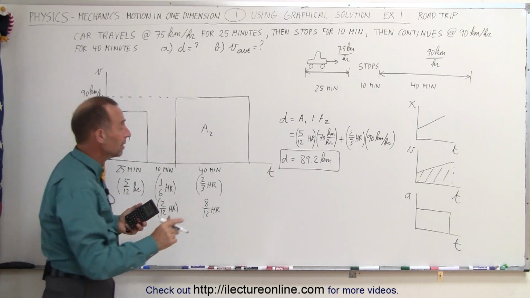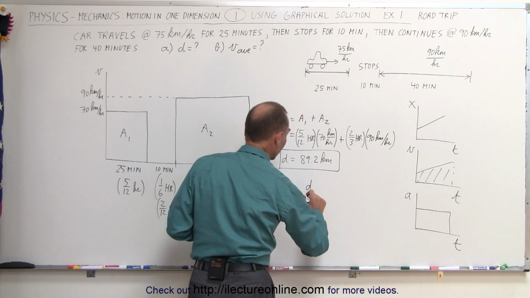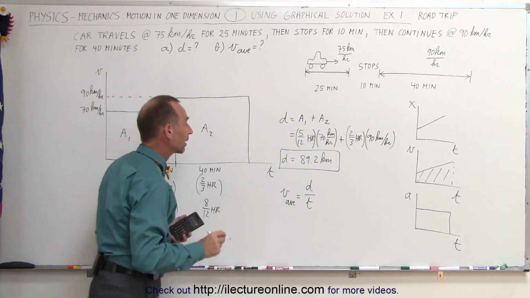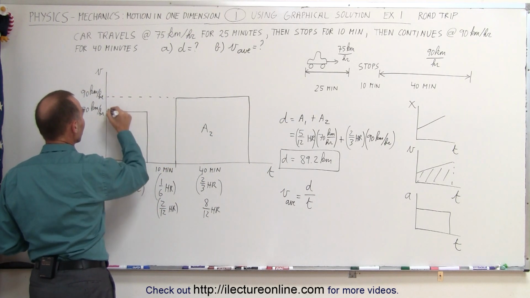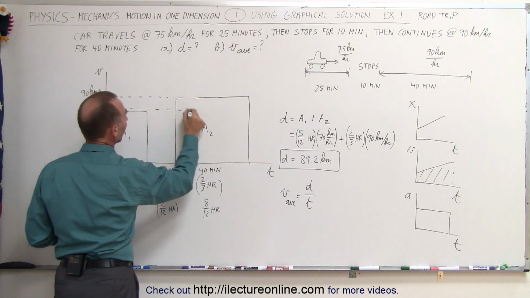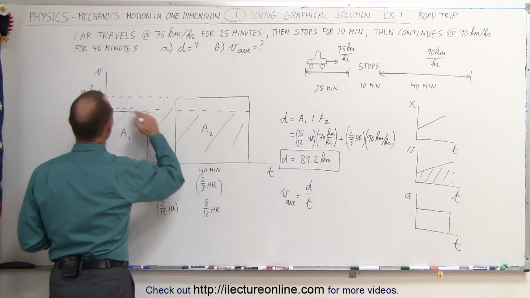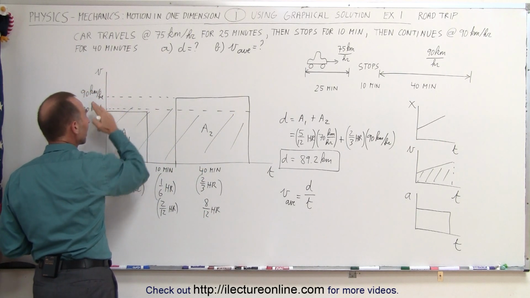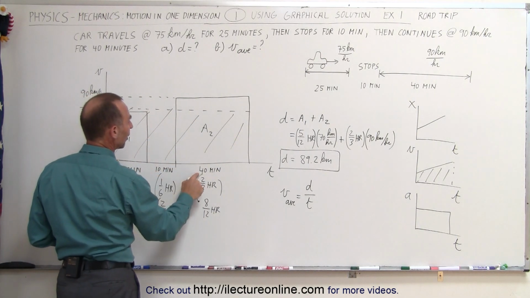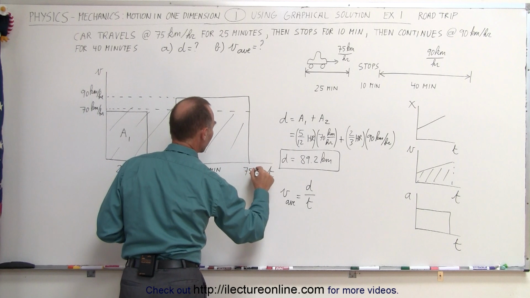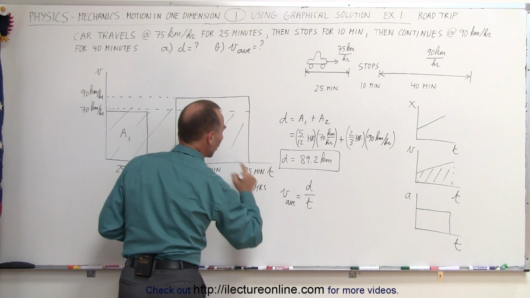The average speed would be, by definition, v average is equal to the total distance divided by the time. And so that can be represented by a rectangle like this. I'm not sure if it'll be higher or lower than this, so maybe it's like this. So this rectangle here, not quite sure what the height is, would represent the average speed that I travel at for the entire duration of the time. That would be 25 minutes plus 10, that's 35, plus 40, that's 75 total minutes, which would be 1.25 hours.